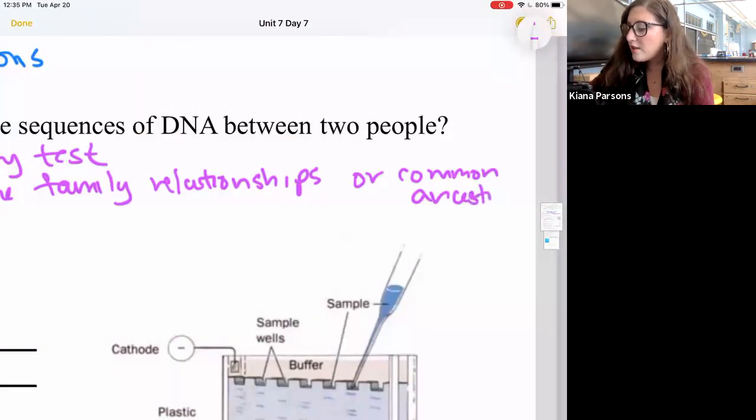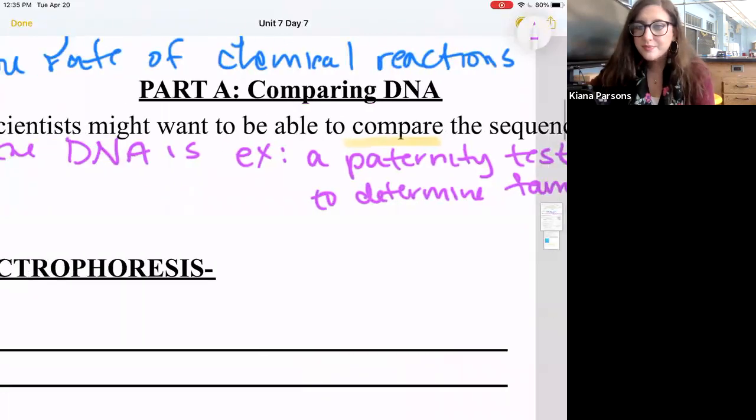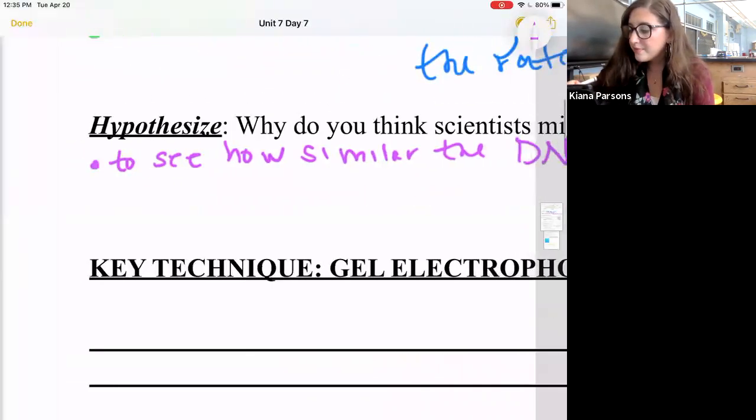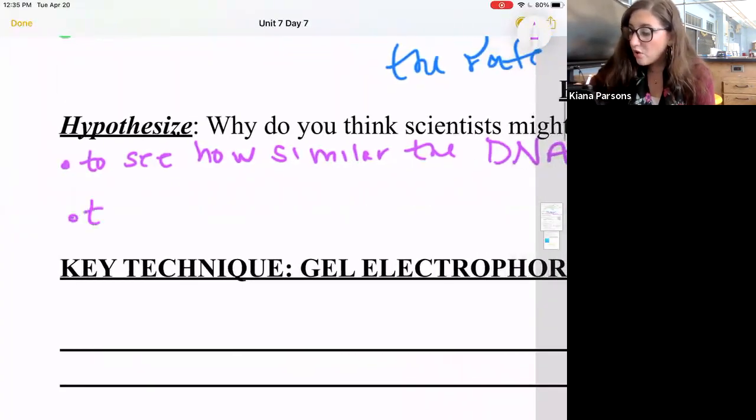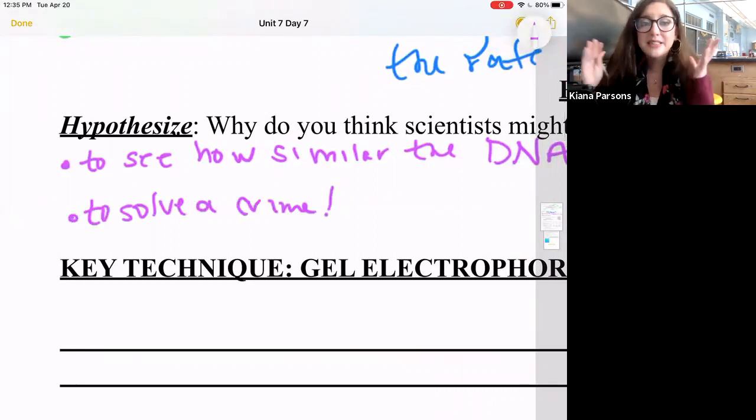And another one that you may have been thinking of is to solve a crime. So we have a DNA sample at the scene of a crime, and we're going to compare it to the suspect to see if they are the one who committed the crime, right?